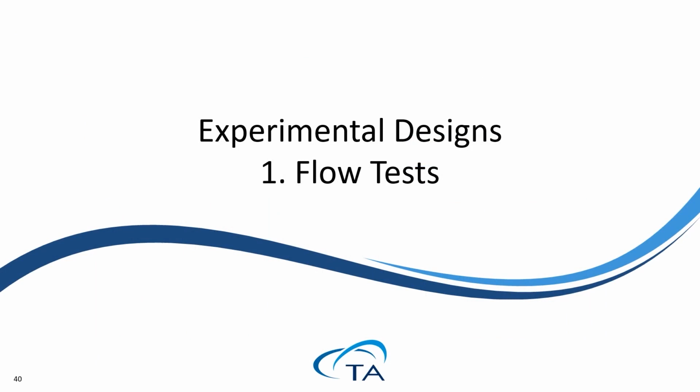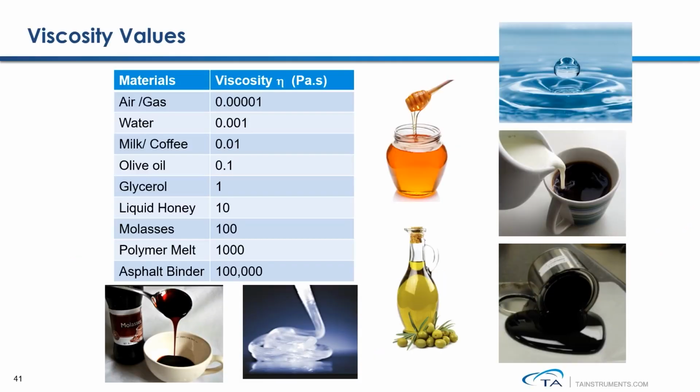Next, let's talk about experimental designs. How many different types of experiments can we design on your rheometer to measure your sample's viscosity and viscoelasticity? In this first section, we're going to talk about flow experiments. A flow test is used to measure the viscosity of a liquid sample. Anything that flows, you can use viscosity to describe its physical property.